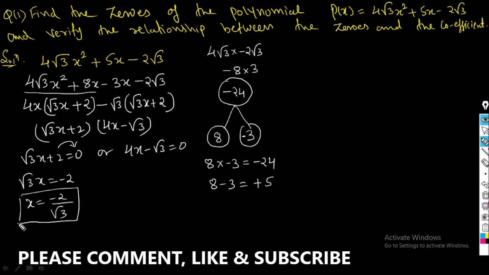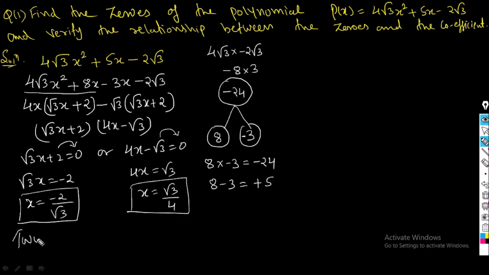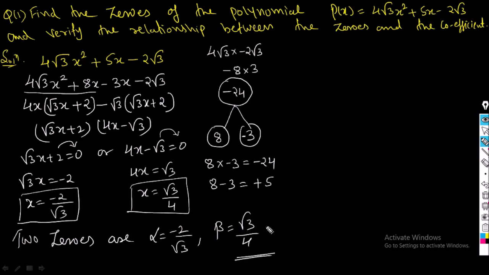So here the first zero we got, and here minus root 3 we have to transpose. Minus root 3 transposed becomes root 3. So x is equal to root 3 by 4. So this is the second zero. So I can say that the two zeros are alpha is equal to minus 2 by root 3 and beta is equal to root 3 by 4. So here we have got the two zeros.